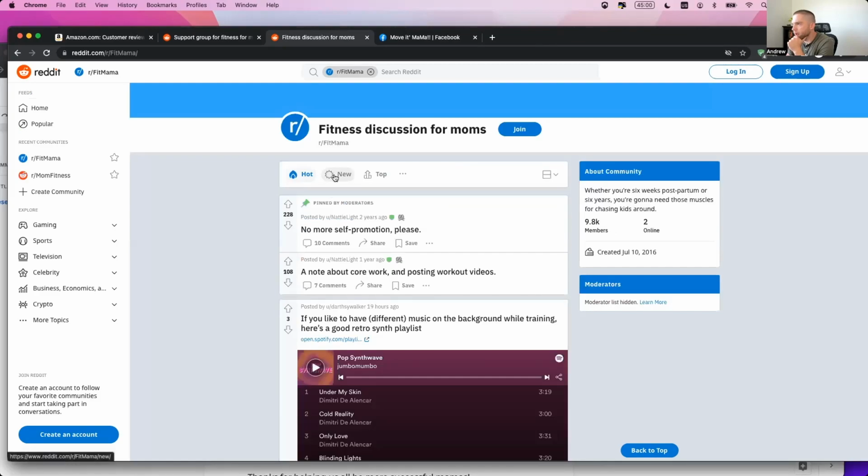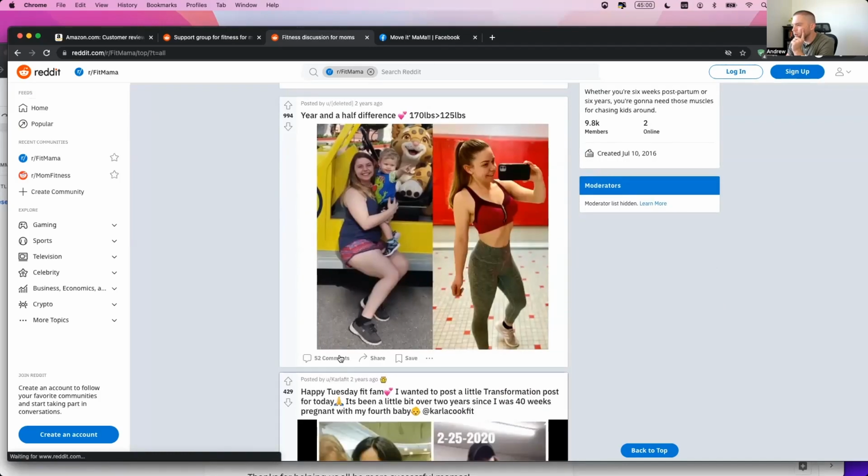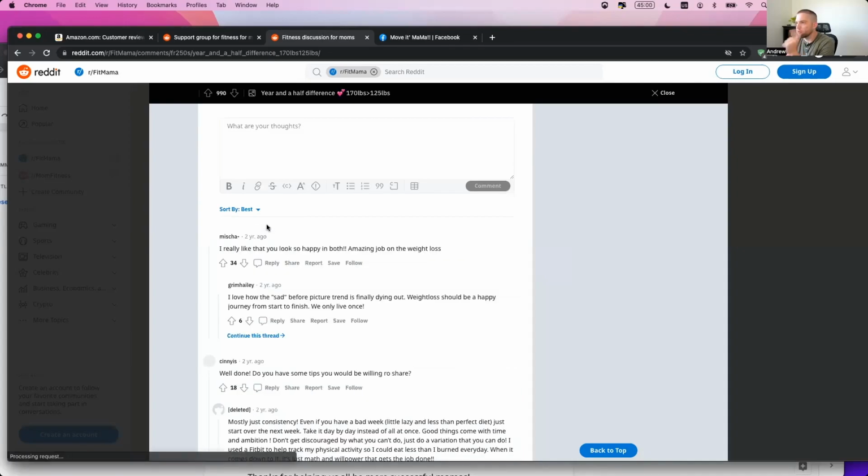Yoga. Let's filter this by top. Let's get the top ones from this Reddit. Not today. Let's go all time. Let's take the top one. So this lady, she made a big transformation. A lot of comments. I bet we're going to find some interesting things inside of here, right? This is essentially the before and after we're trying to probably generate for our customers.